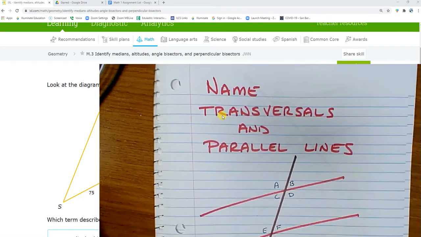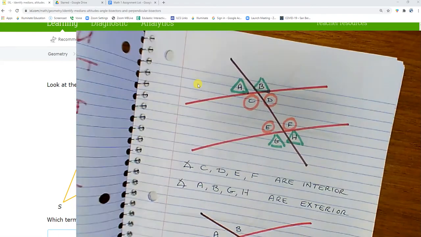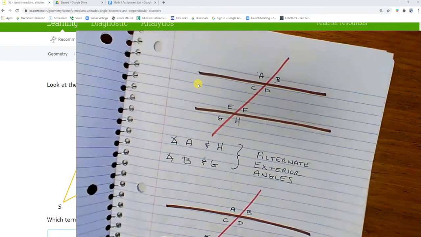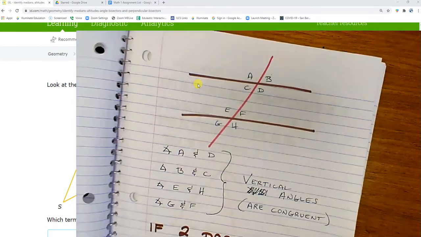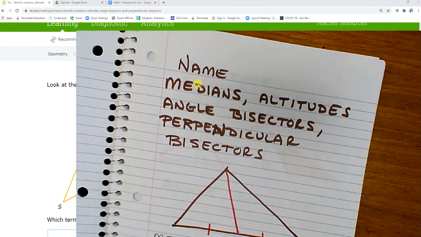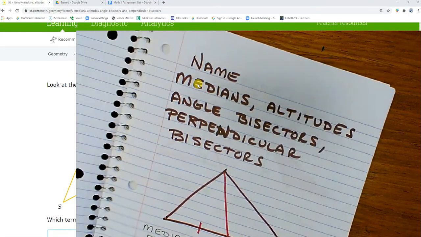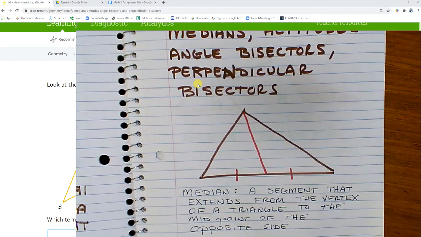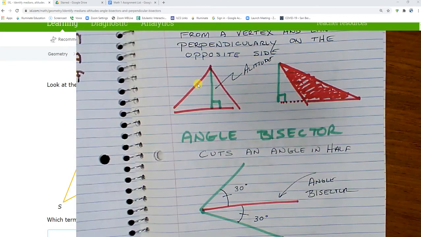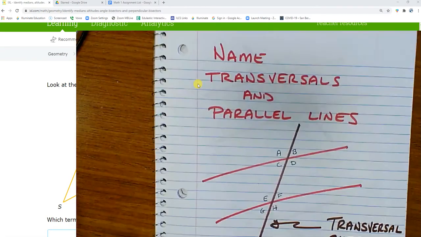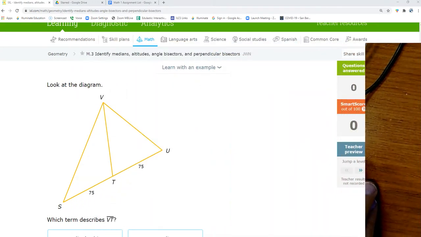I have my notes out, not transversals. Let's see. Medians, altitudes, angle bisectors, perpendicular bisectors. So go over those notes before you start this IXL. Make sure you've got it all there. That'll help you. Let's do some of these.